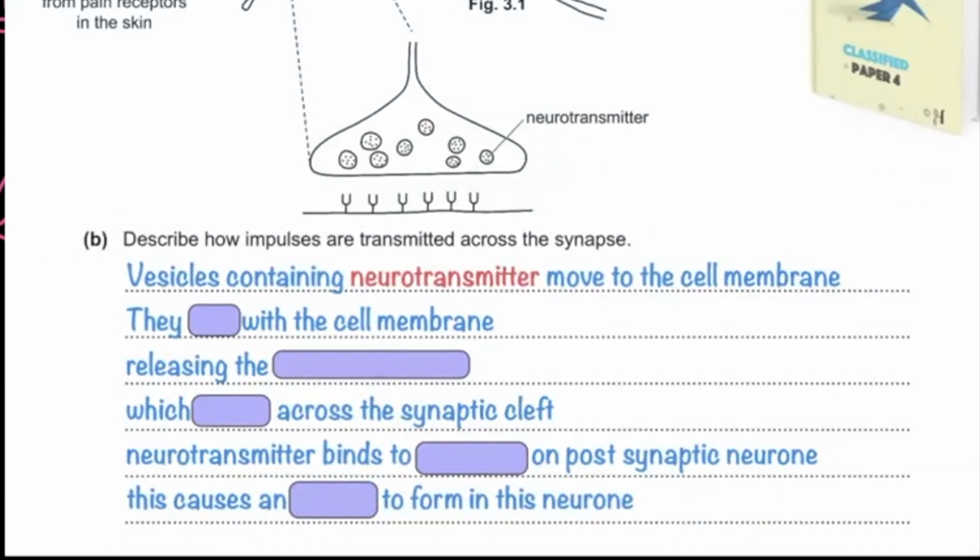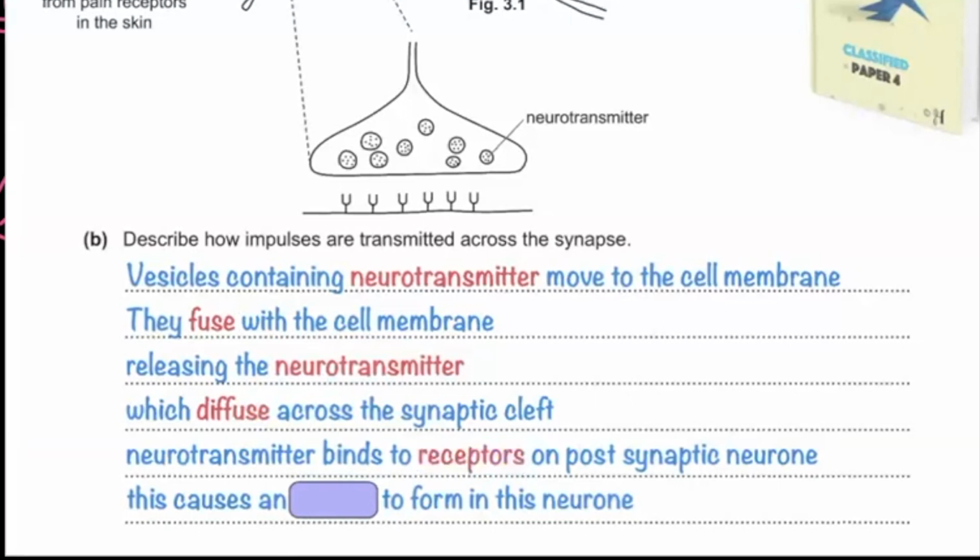They fuse with the membrane. As they fuse with the membrane, they release some chemical. We call that chemical neurotransmitter. How does it cross the cleft, or how does it cross the synapse? It crosses it by means of diffusion. Neurotransmitter then binds to some receptors found in the postsynaptic neuron. And this causes a new impulse in the postsynaptic neuron, right?